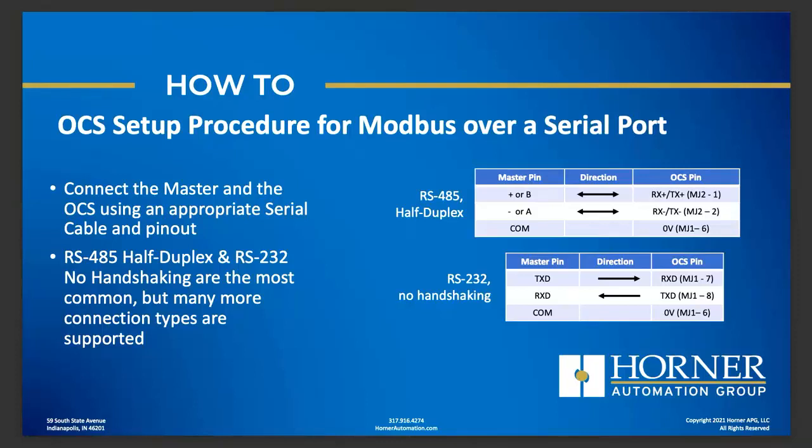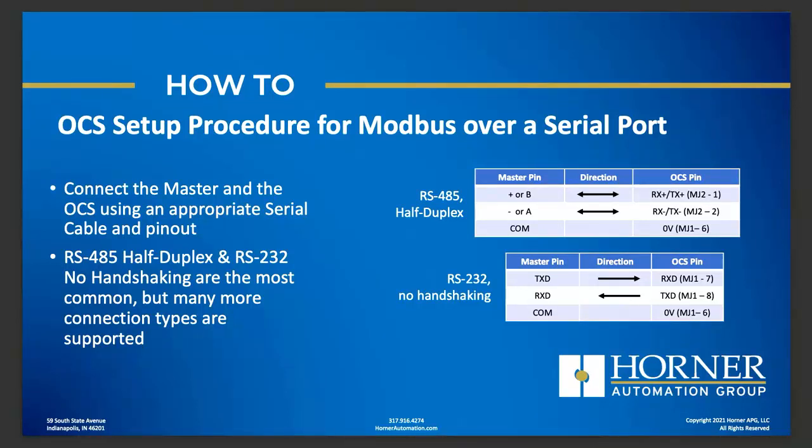Now let's get into the setup procedure for using Modbus over a serial port with a Horner OCS, where the OCS is acting as a slave. We have the capability of being a master, but we're not going to cover that in today's program. The first step is to get your cable pinout correct. There are a variety of ways to connect an OCS serially to a computer or to other industrial devices that have serial ports, but the 2 most common are shown here.